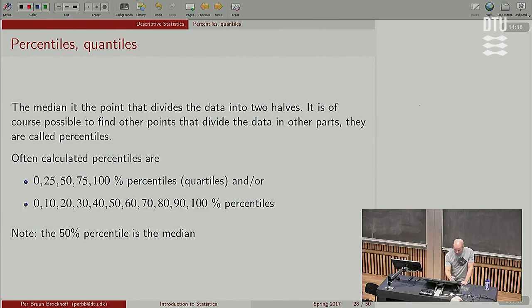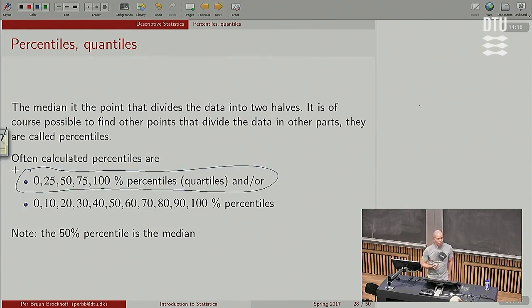However, we could get the idea to split the data in different ways. For instance, in quartiles. Why don't we, as a descriptive measure, tell what the 25 percentile is? What is the data point that has 25% below and 75% above? That's also a feature of the data. We could tell what that is. And we could even be more detailed. We could tell what the 10 percentile is. I mean, where do I have 10% below and 90% above?